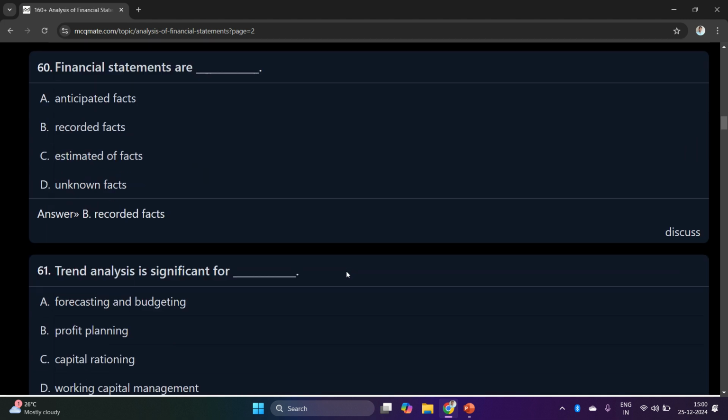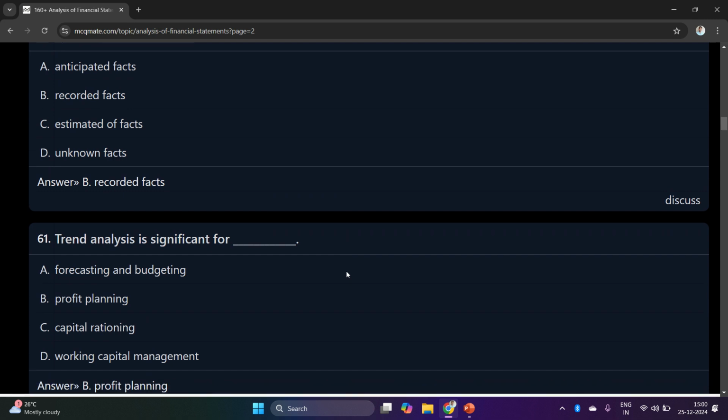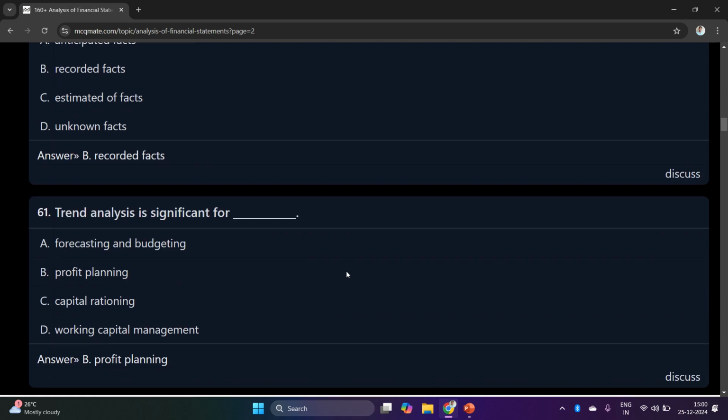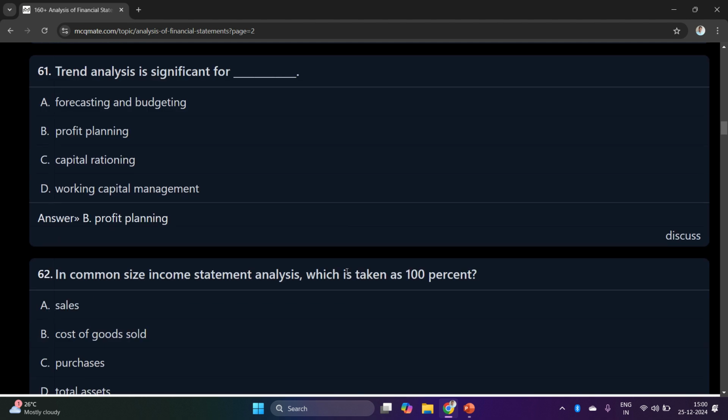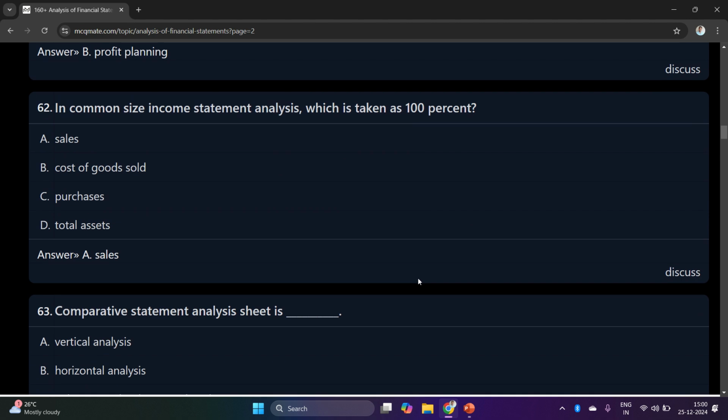Financial statements are recorded facts. Trend analysis is significant for forecasting and budgeting, profit planning, capital rationing, working capital management. So the right answer is profit planning. Trend analysis is significant for profit planning. In the common size income statement analysis, sales is taken as 100%.